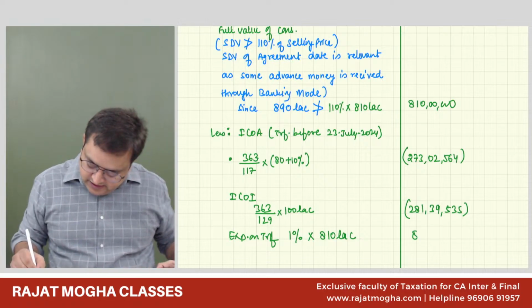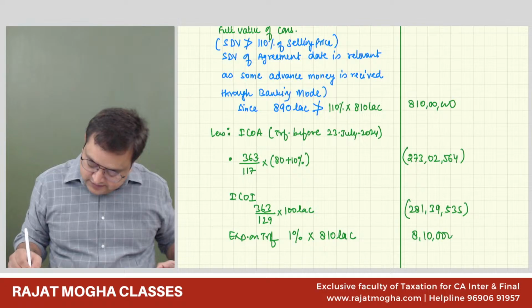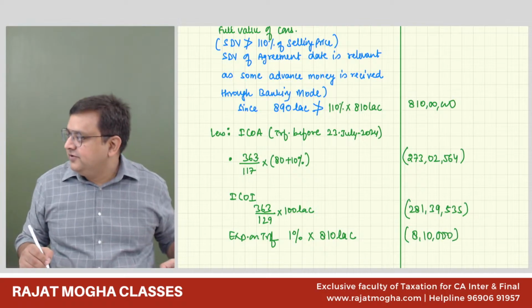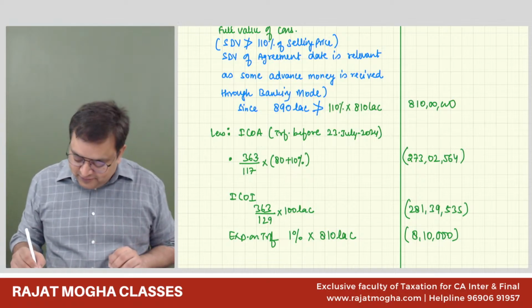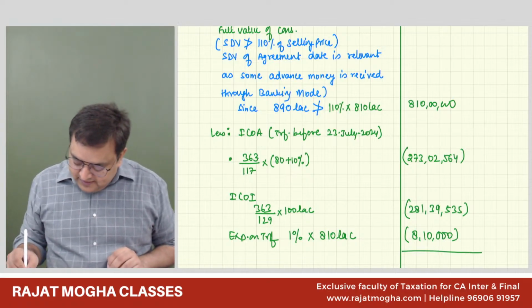It would be 8 lakh 10,000. This was the expenses on transfer. Correct, Mohan. I rectified it. 1% brokerage was also there.